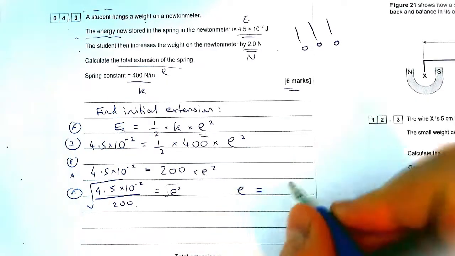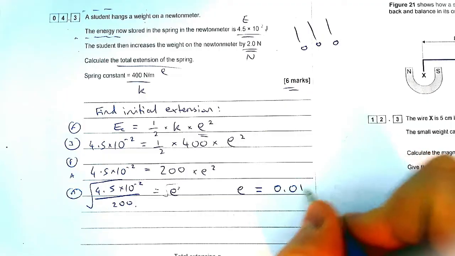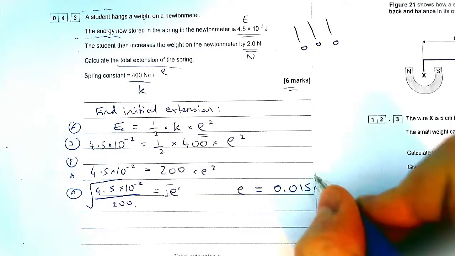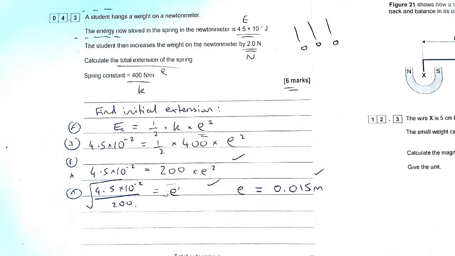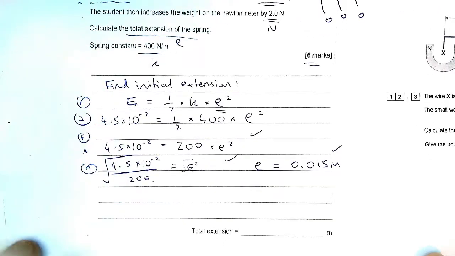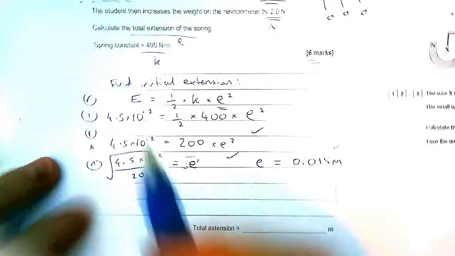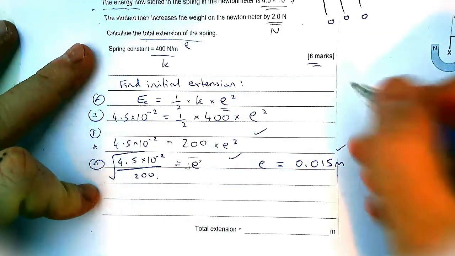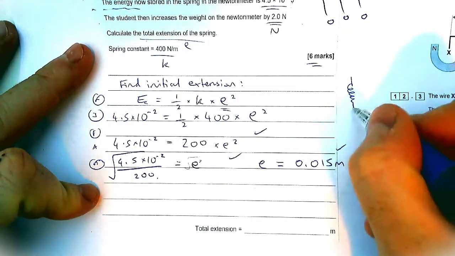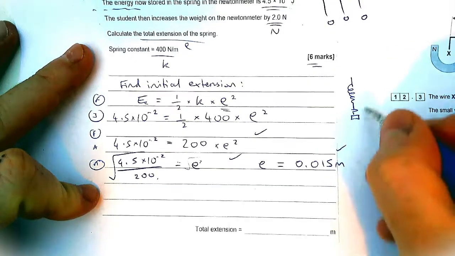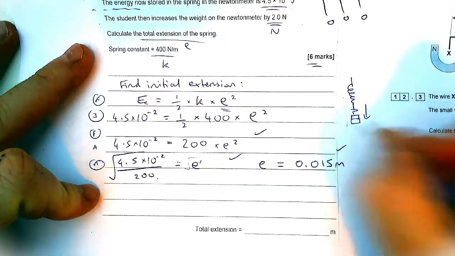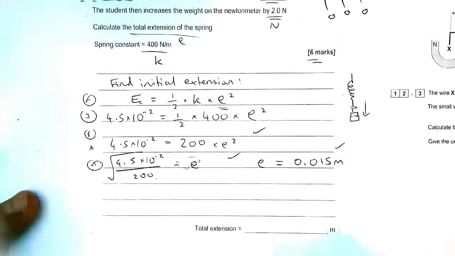Okay, now that was the extension initially. I've then got to find the new extension, because it says calculate the total extension. So the spring has already extended by a bit, and now it's going to extend by a little bit more once I put more weight on. So it's going to get even longer. To find the new extension, we're going to use the force because we haven't used that yet. I've written N there for newtons, F for force.